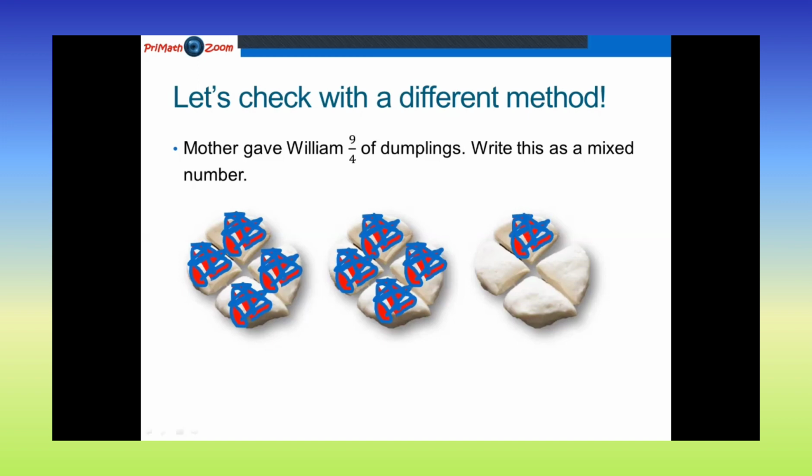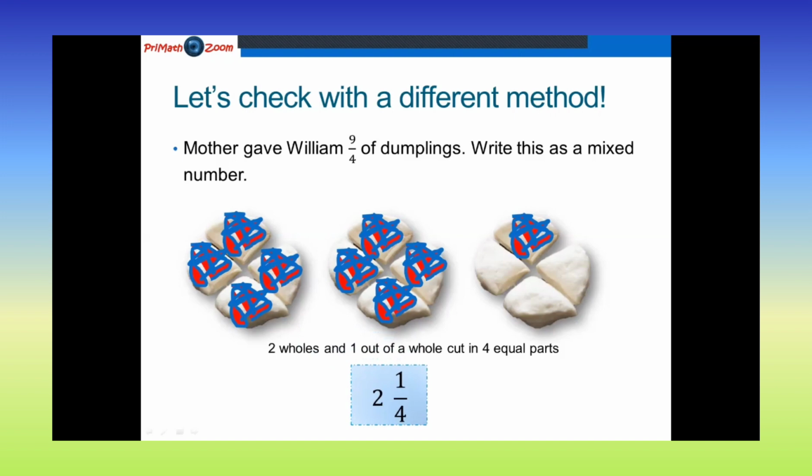Here we can see that we have 2 whole dumplings. So this first dumpling is 1 whole, the second dumpling is another whole, but the third dumpling, William didn't get all of it. He only got one of the quarters from it. So we can say that we have 2 wholes and 1 out of a whole cut in 4 parts. And there the mixed number would be 2 and a quarter. So it's 2 and a quarter for the mixed number.